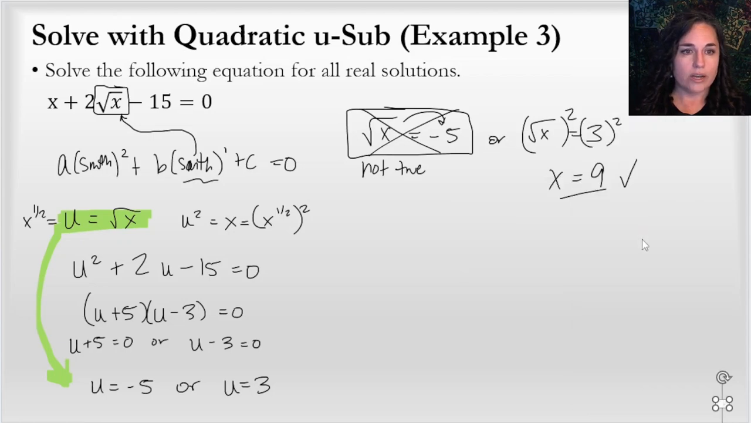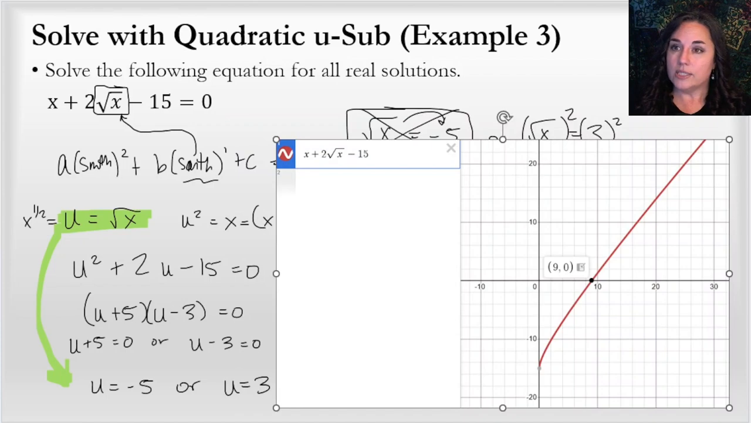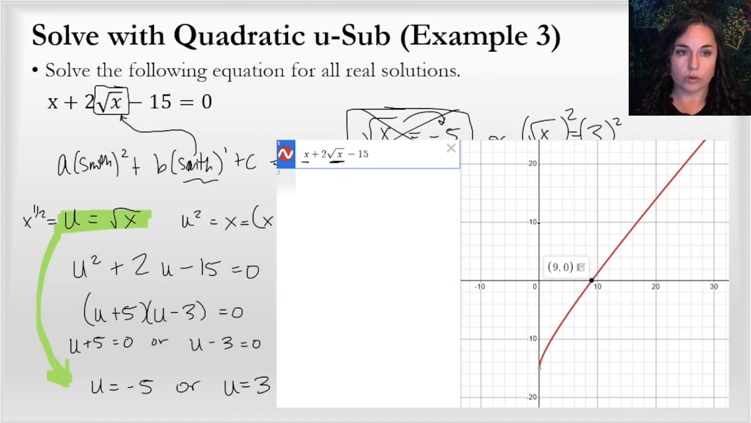We always verify our solutions with a graph. I'm going to bring this graph forward for you. And you can see here's the function. I graphed the original function in terms of x and the square root of x. Okay. And that's what it looks like. It looks like a weird square root and parabola together.